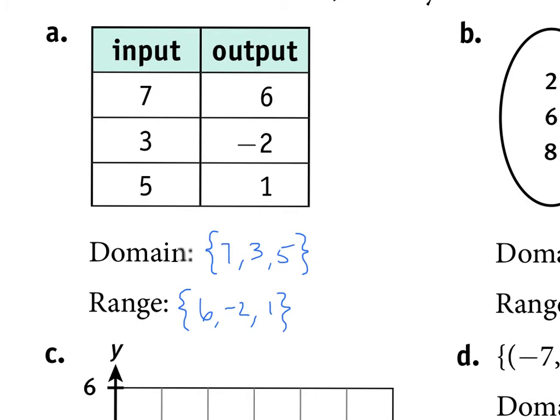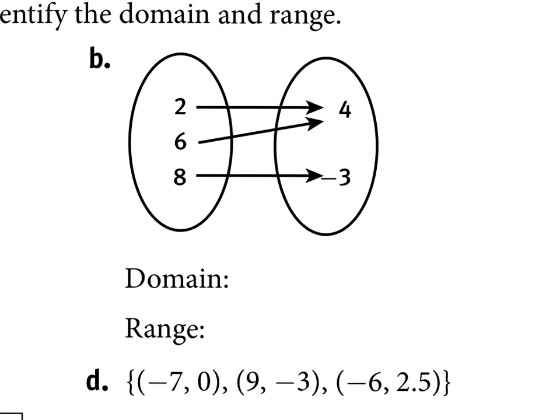That's it. That is domain and range. It's that simple. Okay, so when we look at B, domain again is all of your inputs. So 2, 6, and 8. That's it. Range. Actually, with range, you do need to put all of your outputs. So even though there's only 4 and -3, 4 is an output for 2 different numbers. So you need to put 4, 4, -3.